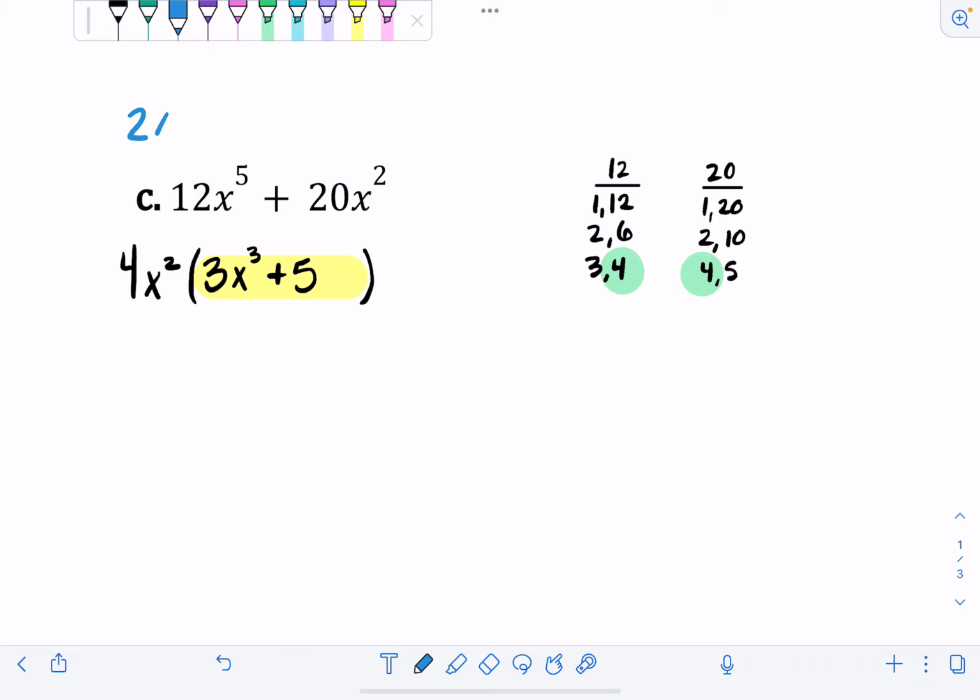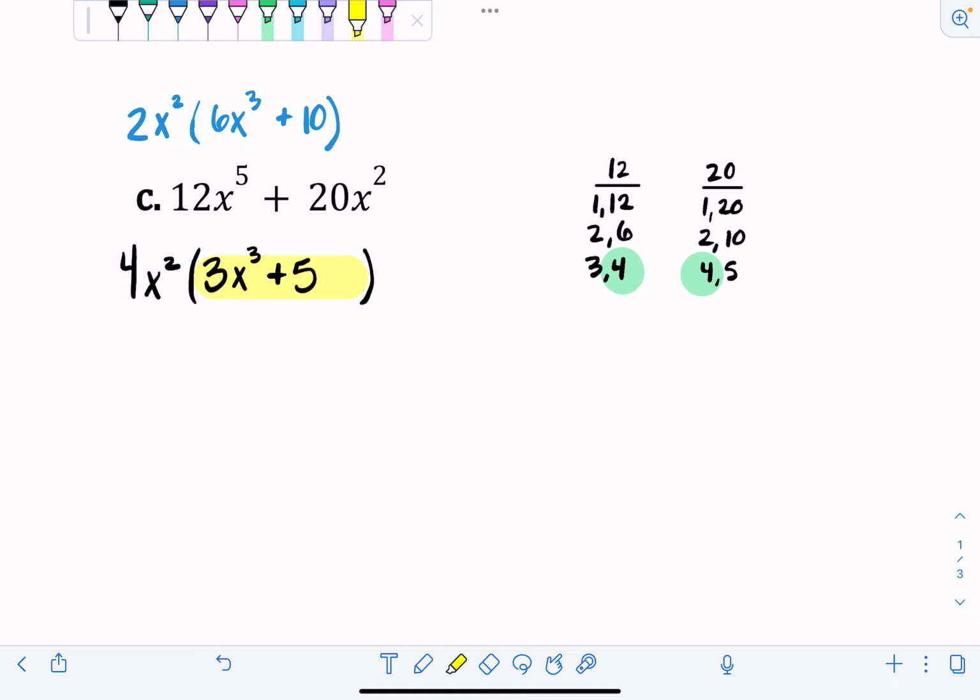So I factor out a 2x squared instead of a 4x squared. And when I divide that out of the 12x to the fifth, it leaves me with 6x cubed. And then when I factor that out of the 20x squared, it leaves me with 10. So I factored the 2x squared out correctly. I didn't make a mistake there. My mistake was I did not pick the correct greatest common factor, because between 12 and 20 it was 4, but I only picked a 2, but you can find your mistake.